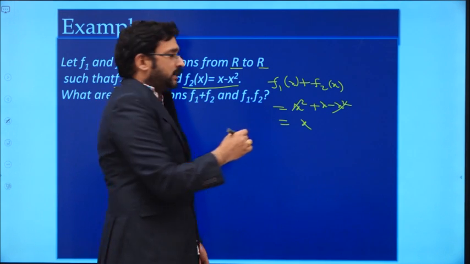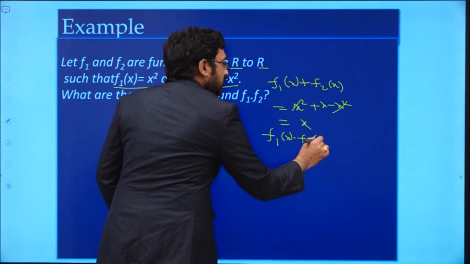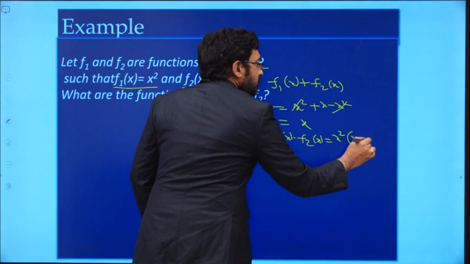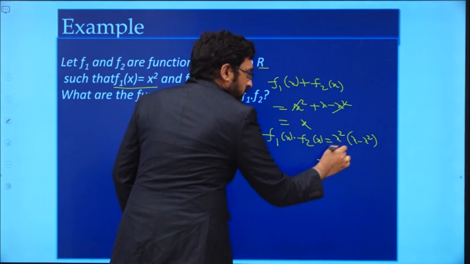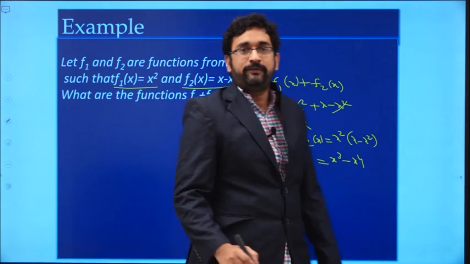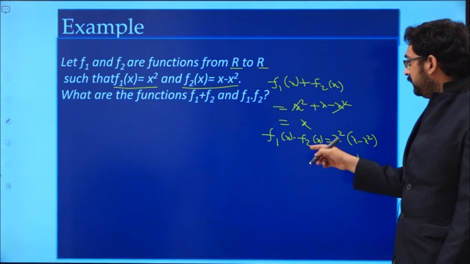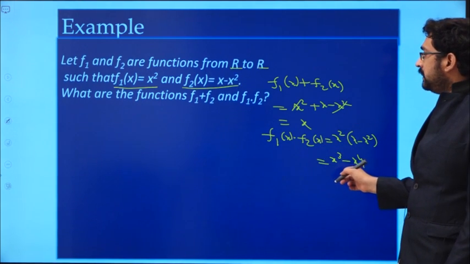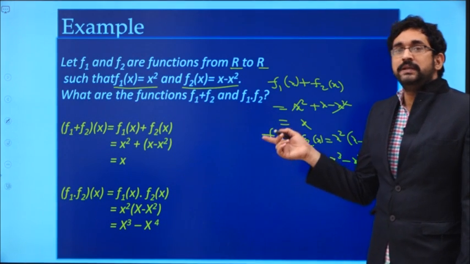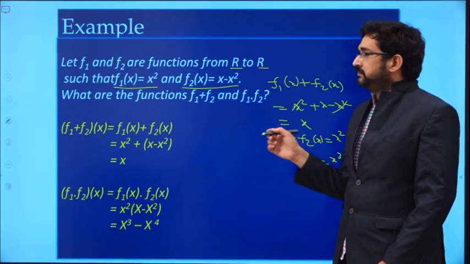Next, find the multiplication. So f1(x) times f2(x) equals x squared times (x minus x squared). Multiplying, we get x cubed minus x to the power 4. So for the given problem, f1 plus f2 we got as x, and f1 times f2 we got as x cubed minus x to the power 4. So in this way we can perform addition and multiplication on functions.